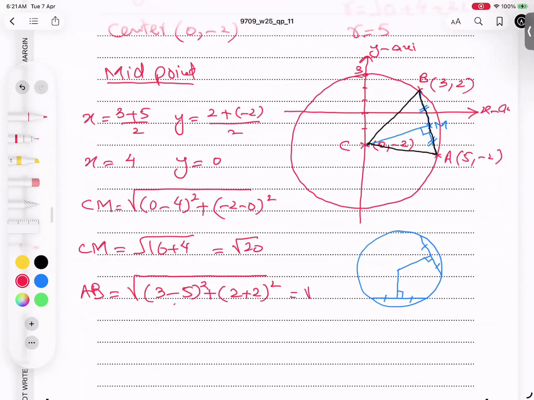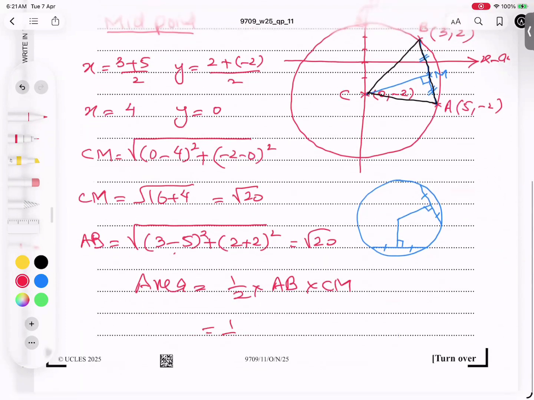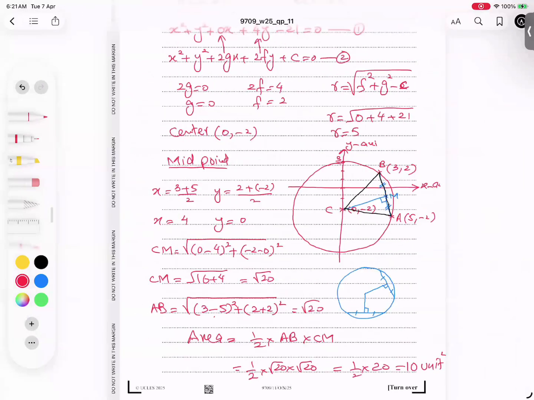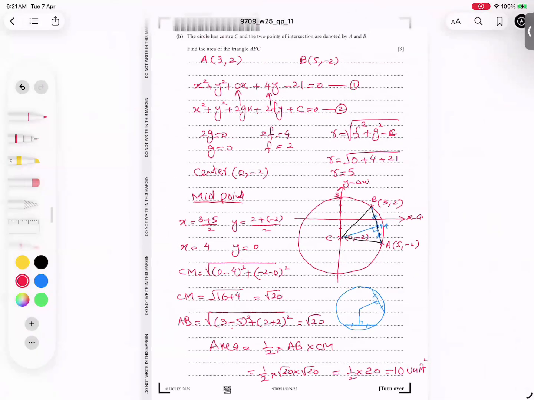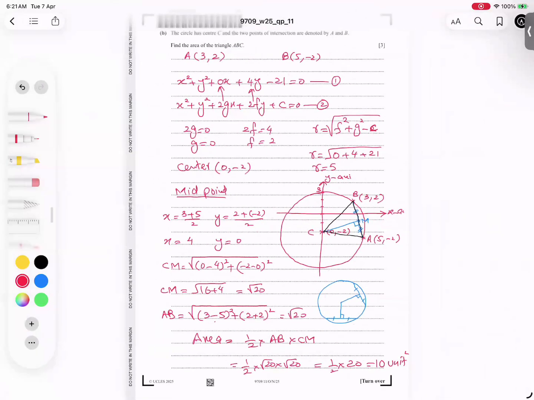Again root 20. So what is the area formula, students? Area formula is half into base into height. Base is AB and height is CM. So half into root 20 into root 20, and the roots cancel out. We got 20, and ultimately 10 units square is the area of the triangle. I hope you understand the concept. The second part was a little bit difficult, but if you have an idea, you can do it with the property of circle. You must know it.